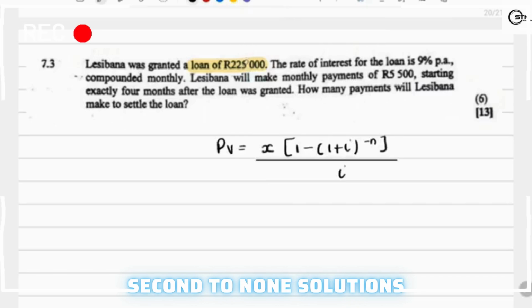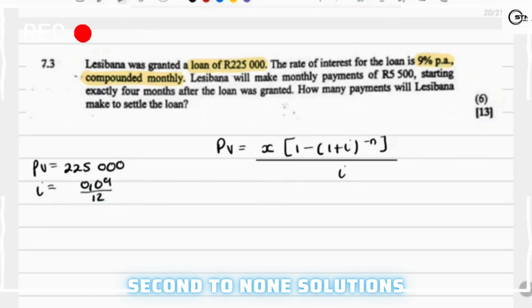And since they tell us this was the loan amount, right? That's going to be your present value. So present value is the 225,000 Rand. And then we have the rate of interest of the loan is 9% per annum compounded monthly. So we can already write that. I is going to be 0.09 over 12, since it's compounded monthly.